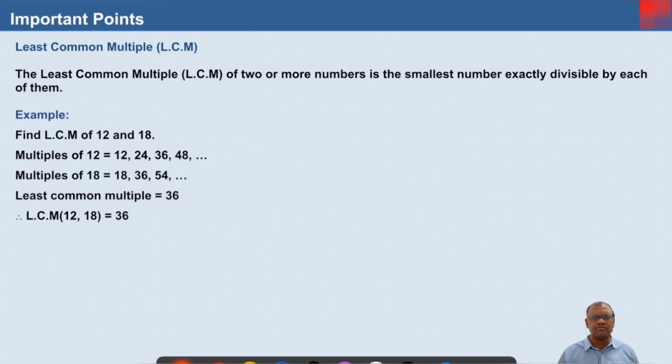Least common multiple. Among the common multiples, whichever is the least, that is the least common multiple. Its abbreviation is LCM. So, the least common multiple of two or more numbers is the smallest number exactly divisible by each of them. So, for example, again let us take 12 and 18. Multiples of 12: 12, 24, 36 and 48. Multiples of 18: 18, 36, 54 and so on. So, the least common multiple is 36. So, that is the LCM of 12 and 18.